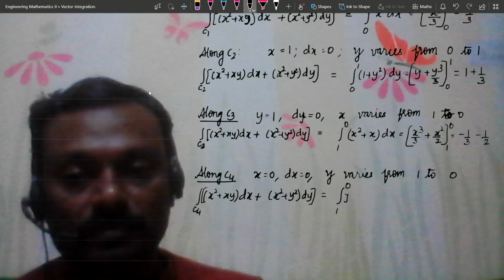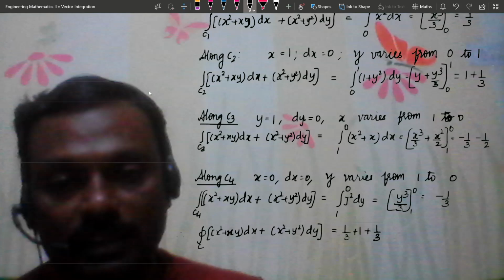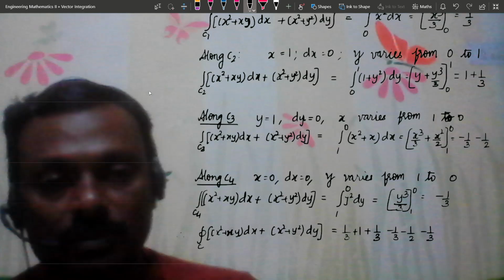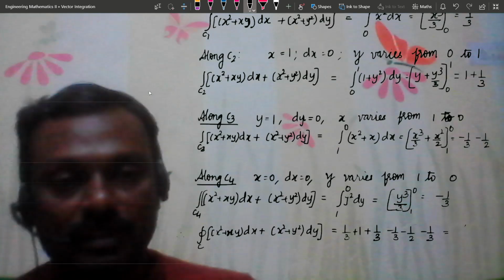So the LHS is the sum of all these integrals. The closed integral over C of x squared plus xy dx plus x squared plus y squared dy is equal to the integral along C1 plus C2 plus C3 plus C4. So it is 1 by 3 plus 1 plus 1 by 3 minus 1 by 3 minus 1 by 2 minus 1 by 3. Cancelling out the terms that are equal in magnitude but opposite in sign, we get 1 minus 1 by 2, which is 1 by 2.